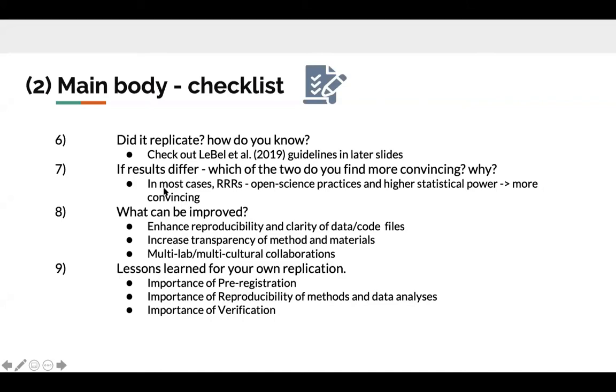Do note that usually it's the RRR that's often more convincing because there are more open science practices and higher statistical power. So we also want you to talk about what can be improved. For example, enhancing reproducibility and clarity of the data or code files, and increase transparency of method and materials, or maybe suggesting multi-lab or multicultural collaborations.